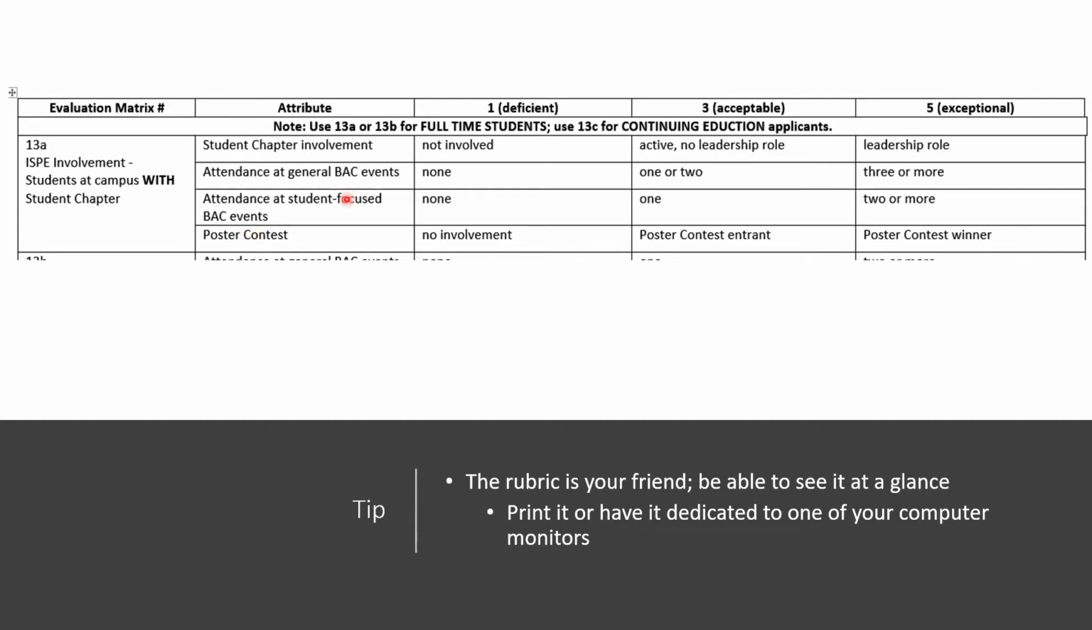And then the guidance from 1 where it's deficient, 3 acceptable, and 5 exceptional. And you can put a 2 and a 4 as well, but we do ask that you only give whole numbers. And you can see the helpful but not terribly illuminating descriptors, where if it's deficient, they're not involved in student chapter involvement, for example, up to 5 where they have a leadership role. How many events they've been to, none, to 1 or 2, to 3 or more, etc. This is the general format of all rubrics.